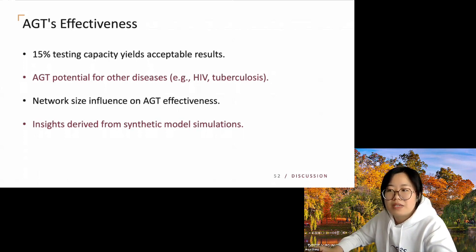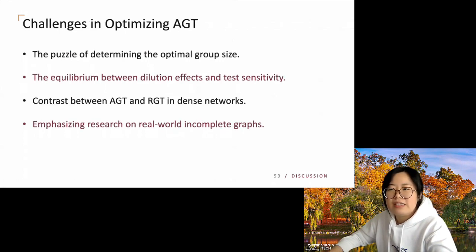Network size also plays an important role. Our simulations on the synthetic models have provided deep insights, highlighting that adaptive group testing's effectiveness can scale with the network size, which is crucial for real-world applications. Optimizing AGT presents a complex puzzle, so the optimal group size is limited by practical constraints such as dilution effects and testing sensitivity, particularly in low prevalence scenarios.